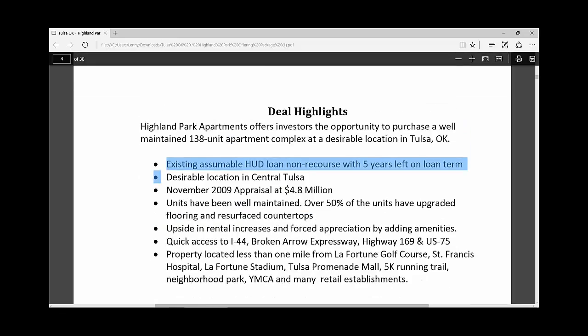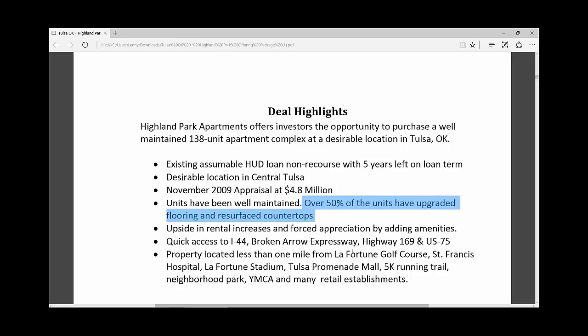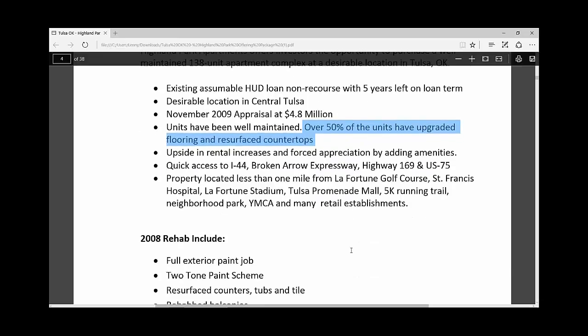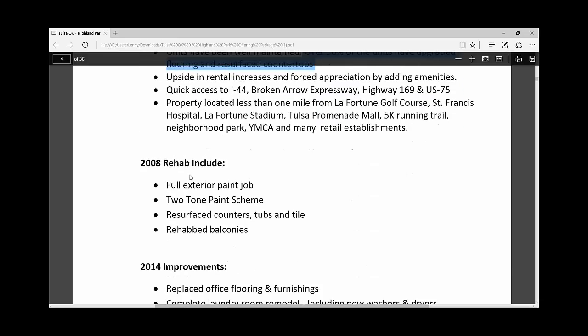All right. All units have been well maintained. Over 50% of the units have been upgraded. Okay, over 50. That means you still have a lot more to go. That means you've got about another 60 units potentially to have to renovate. Okay, let me see, what else do we have in here?